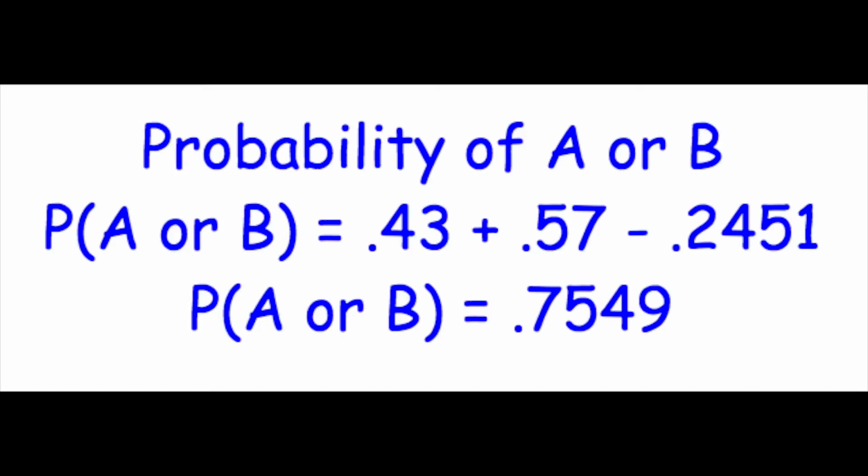We also found that the actual experimental probability of A or B, this is the probability that a player will flip heads or make it in the bucket, was 0.43 plus 0.7 minus 0.2451. This gives you 0.7549.